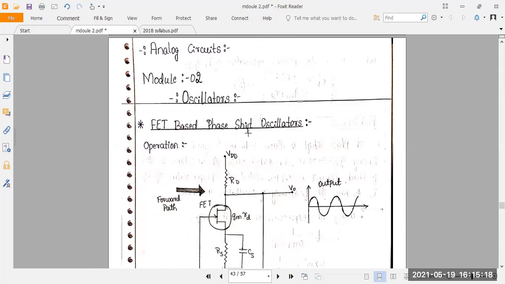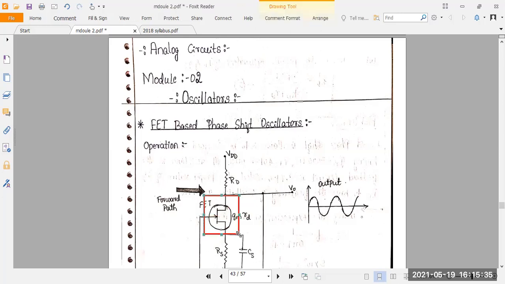Okay, we want to generate the sinusoidal signal here. That's why we want to shift the phase, depending upon the requirement. Understood? Here I've taken FET instead of using BJT. This is the FET.